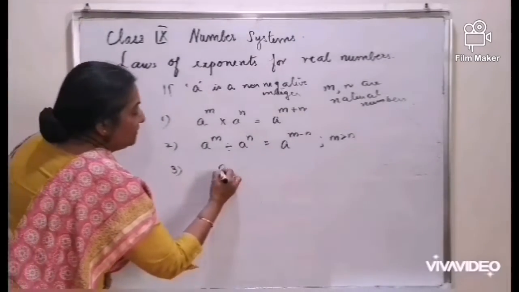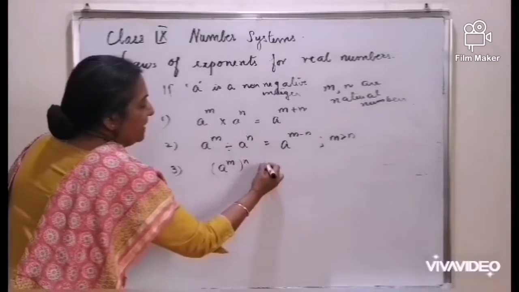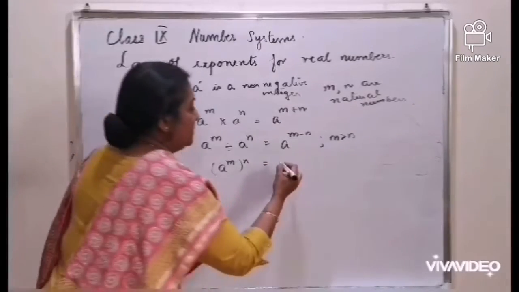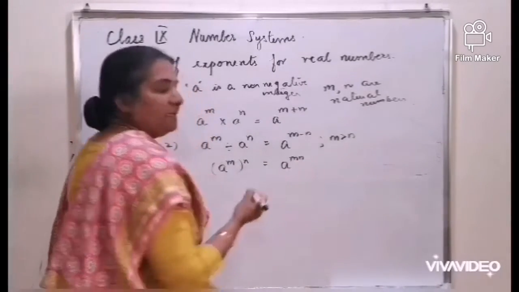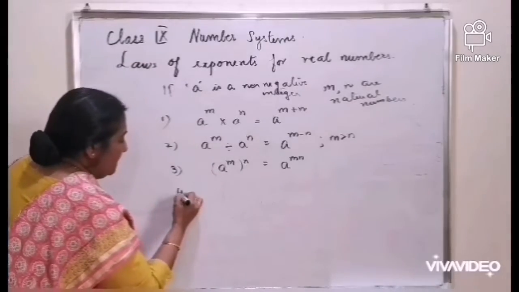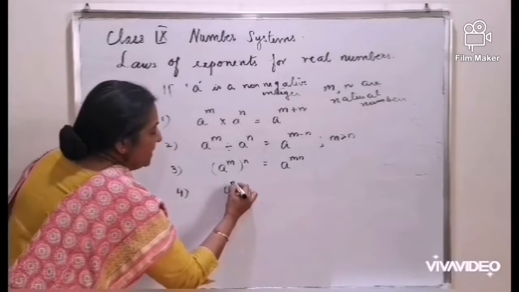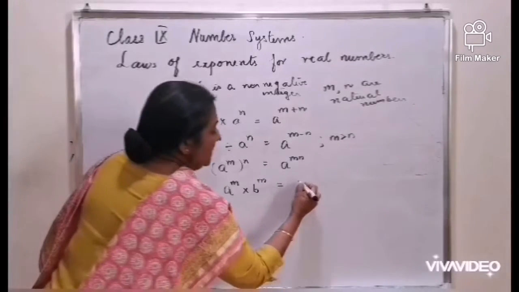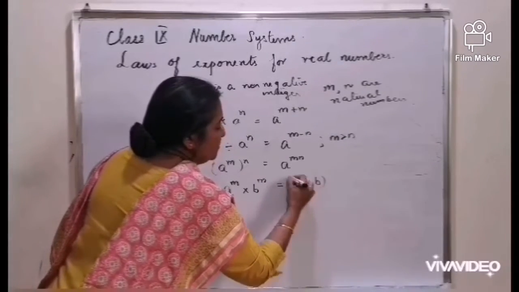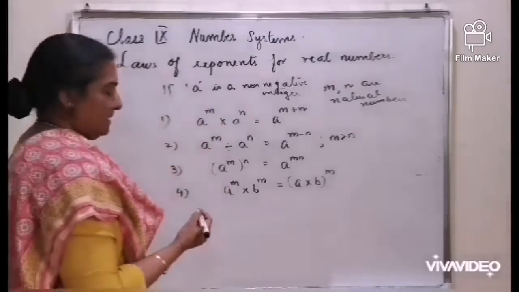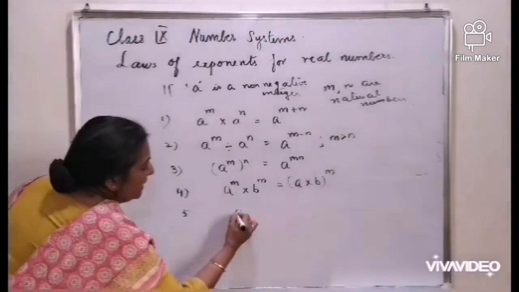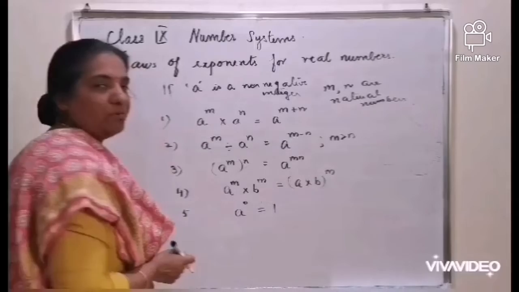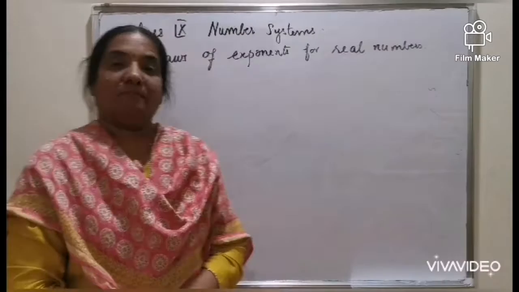The third law, a raised to m to the power of n is equal to a raised to mn. A raised to m into b raised to m is the same as a into b to the power of m, and a to the power of 0 is equal to 1.